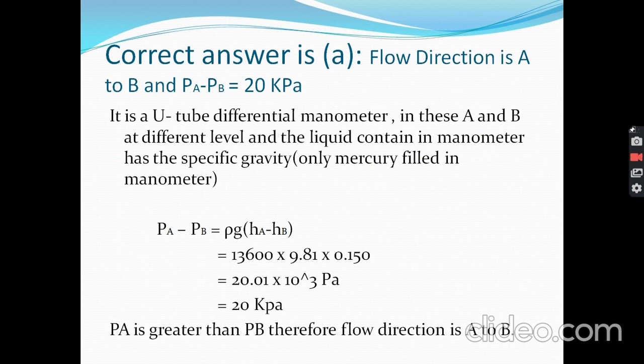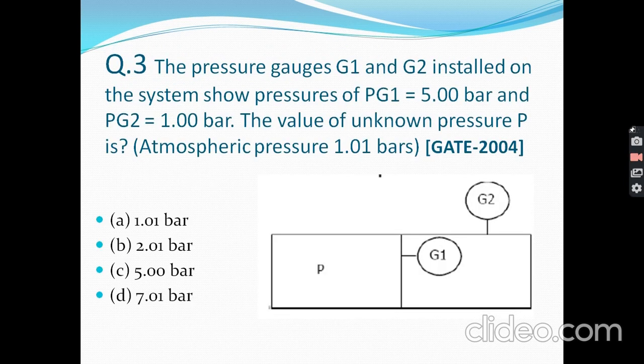So the correct answer is A. Flow direction is A to B and PA minus PB is equal to 20 kilopascal. Here PA minus PB is equal to rho g times (HA minus HB). So rho is 13600, g is 9.81 and HA minus HB is 0.15. So we get 20 kilopascal. So PA is greater than PB, therefore flow direction is A to B.